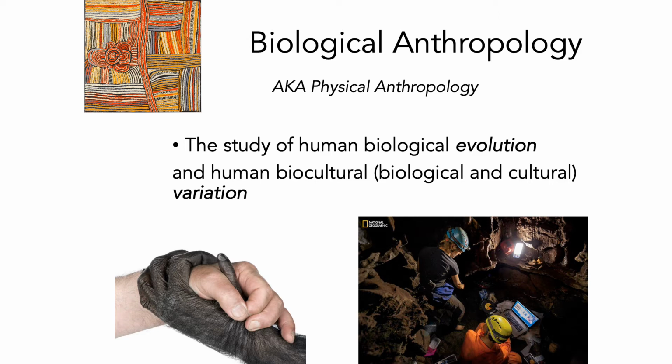In this course, we will focus on one of these 4 subfields known as biological or physical anthropology. It is the study of human biological evolution and biocultural variation. The word biocultural intends to capture the fact that humans are products of both DNA and the exterior social environments in which we live. As humans, we are made of both nature and culture. We are shaped by biology as well as the practices and beliefs of our societies.